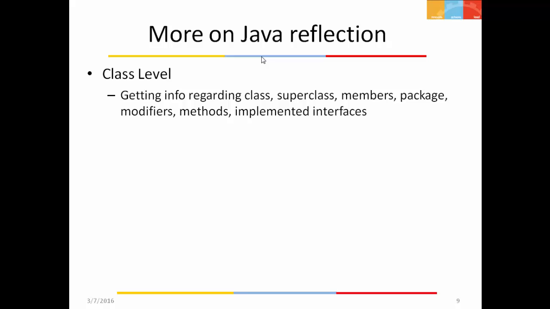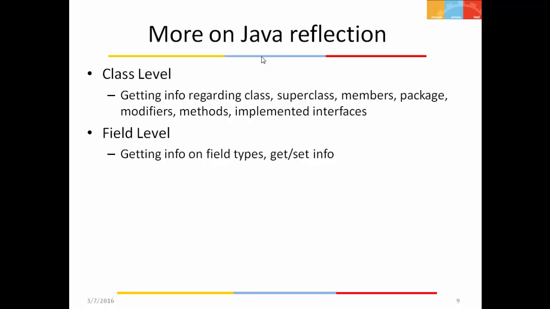The topmost level is called the class level. At the class level, this reflection framework, or the reflection mechanism, will give you features to get information about a class. What is its superclass? What are the members of the class? What are the different packages? What are the modifiers, different methods? What are the different interfaces, and so on.